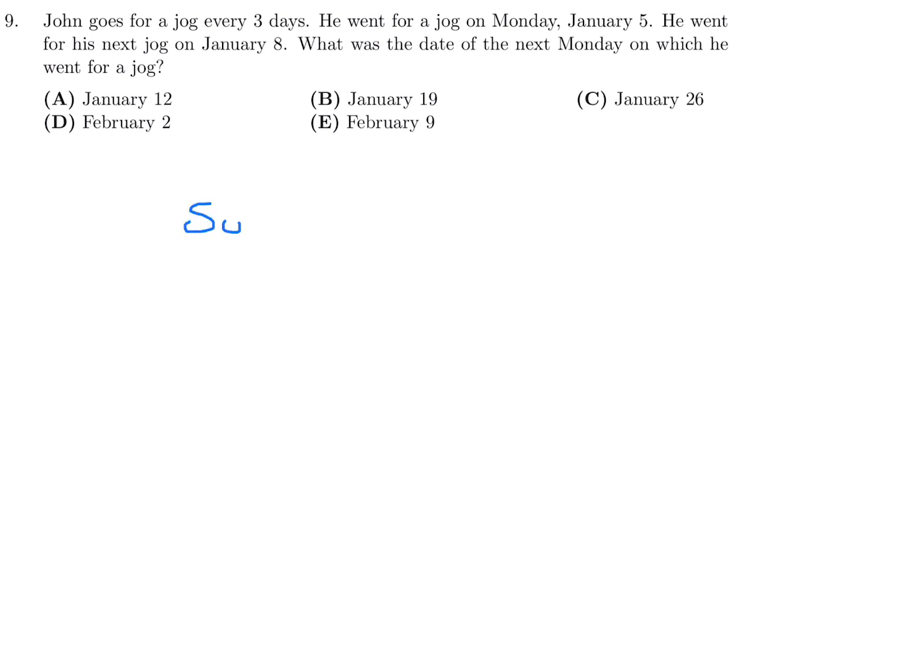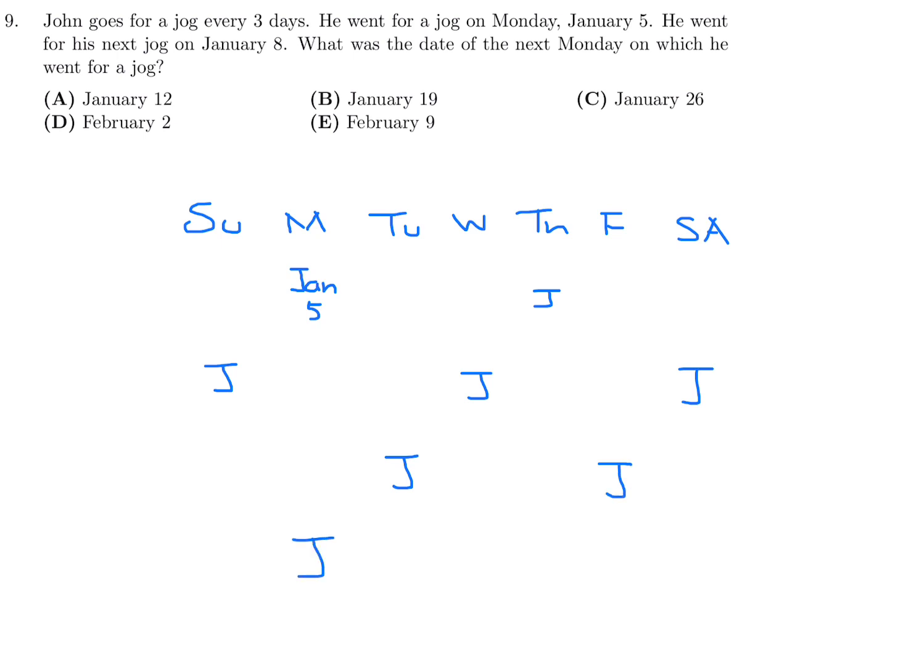Let's make a little calendar for ourselves. Sunday, Monday, Tuesday, Wednesday, Thursday, Friday, and Saturday. And then Monday, January 5th is the first Monday. And then every third day, he goes for a jog. So I'll put J for jog, 1, 2, J for jog, and so on, like that. 1, 2, 3, 1, 2, 3, 1, 2, 3, and so on.